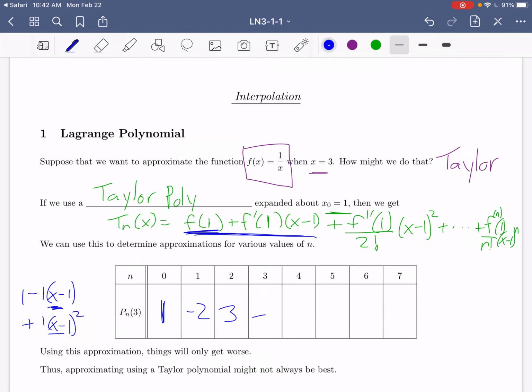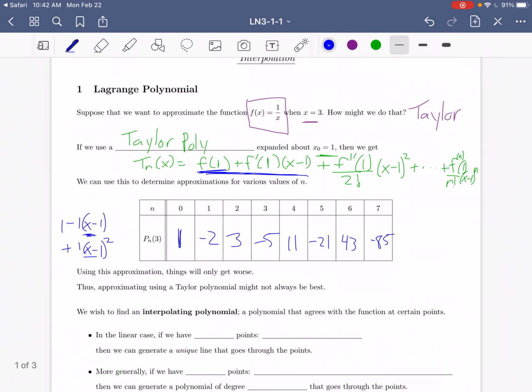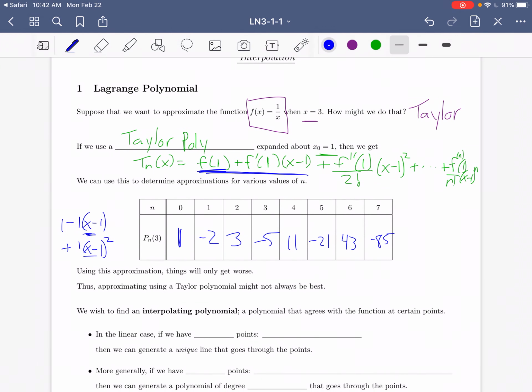And if we keep doing this, if we get a longer and longer Taylor polynomial, the distance from the actual value of 1/3 is just getting larger and larger. So if we use this to approximate things, in this case, this might not be the best. In fact, it's just going to get worse and worse. Even if we take a longer and longer Taylor polynomial that we feel like should approximate it better, it doesn't. It actually gets worse for us.